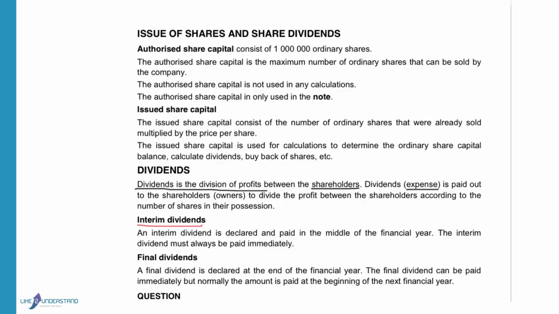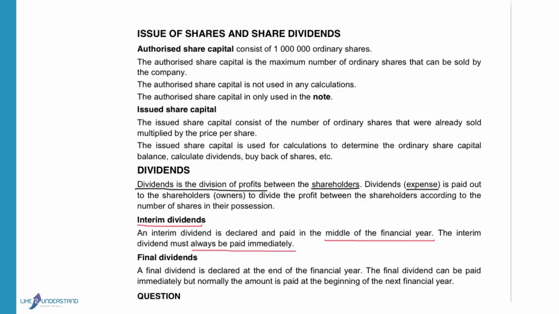The interim dividend is declared and paid in the middle of the year. The whole purpose of this is that the people must get money immediately, so the interim dividend must always be paid immediately. You can never owe the money for interim dividend. It is always paid immediately.